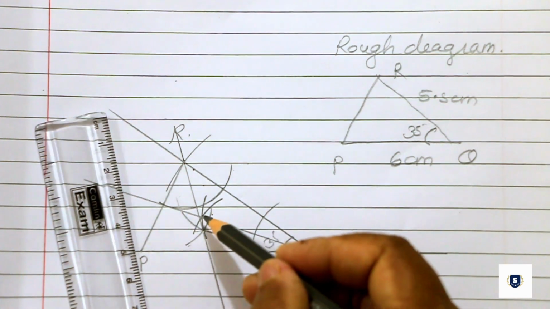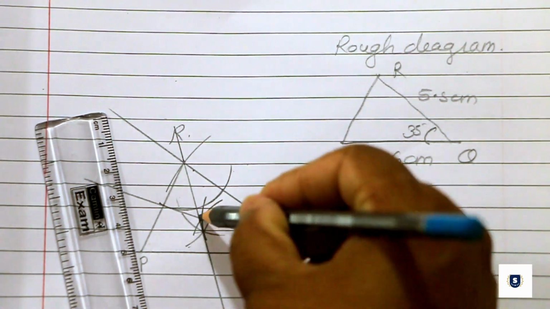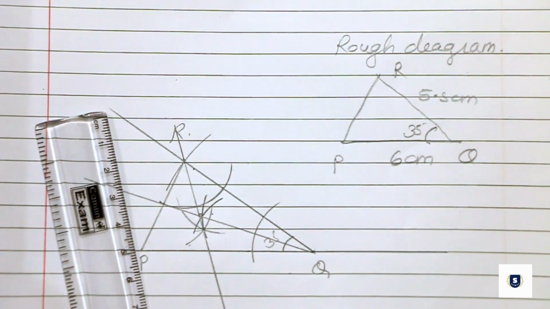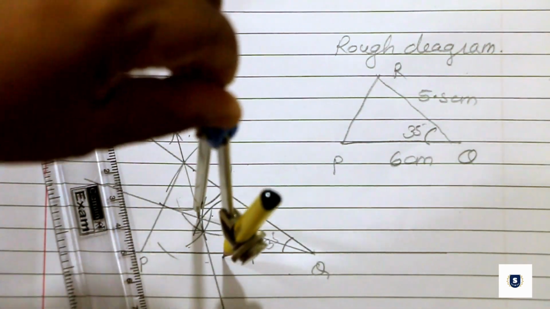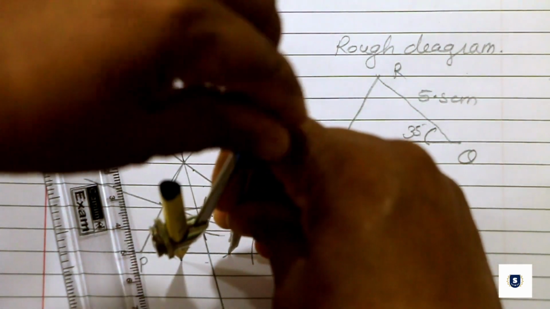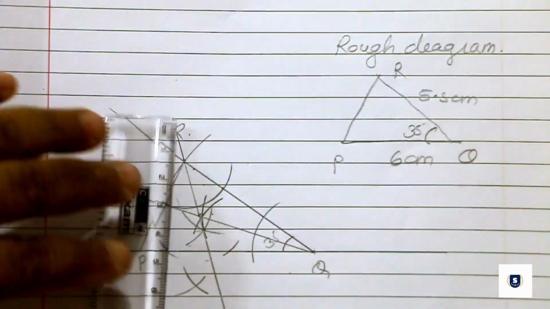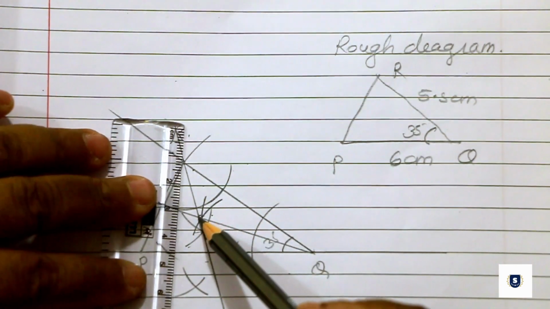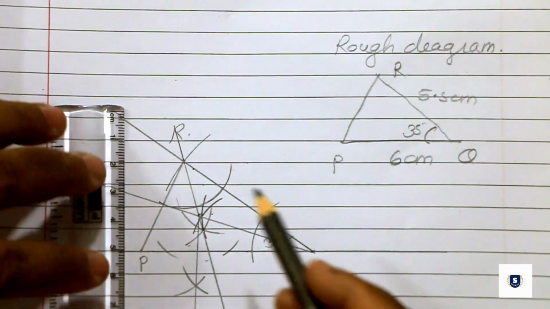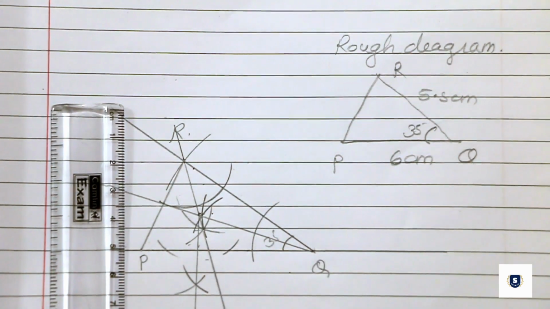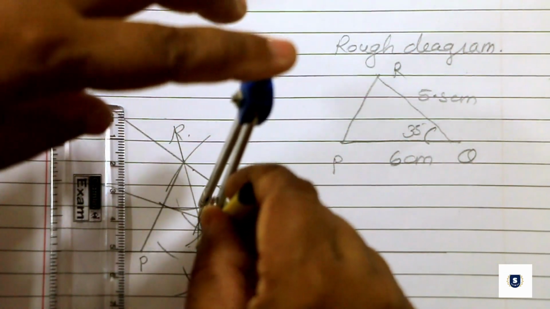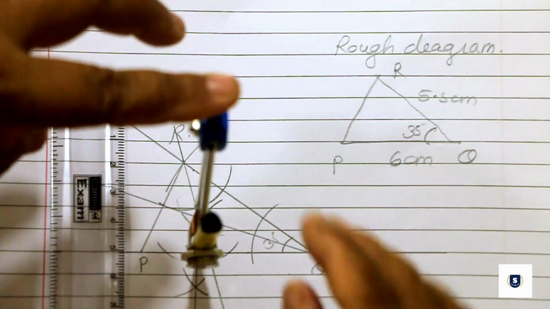Wherever these two lines intersect one another, from that point we must draw a perpendicular on any of the sides. Let me draw the perpendicular here. More than half, give an arc here. Join this point. This distance is known as the radius of the incircle, the perpendicular distance.